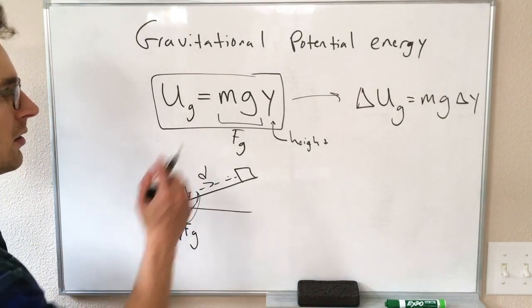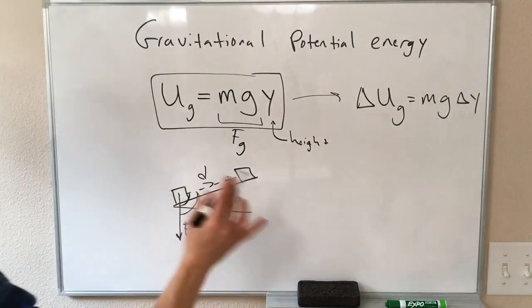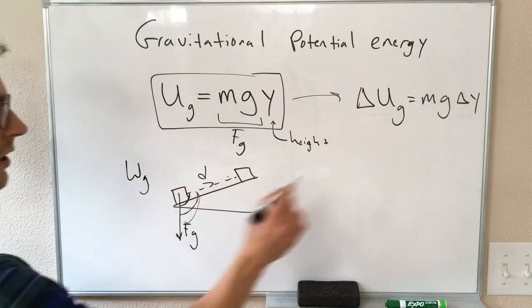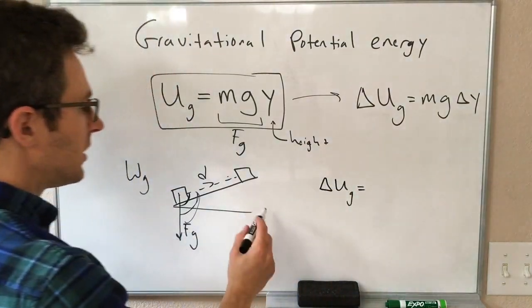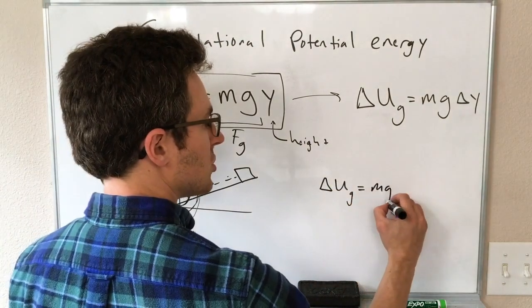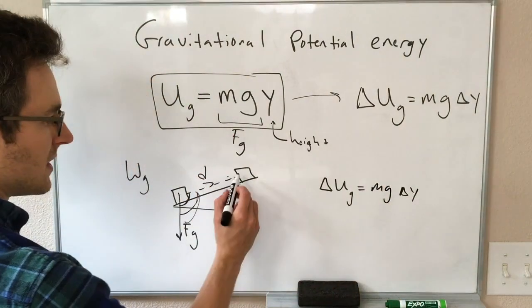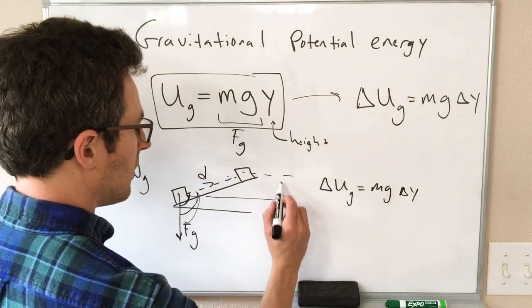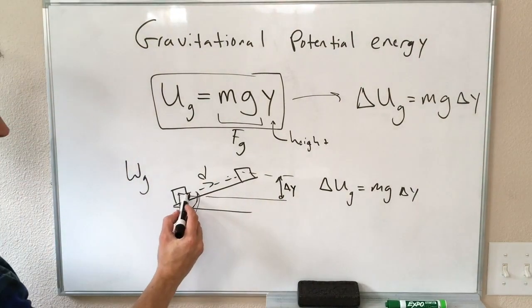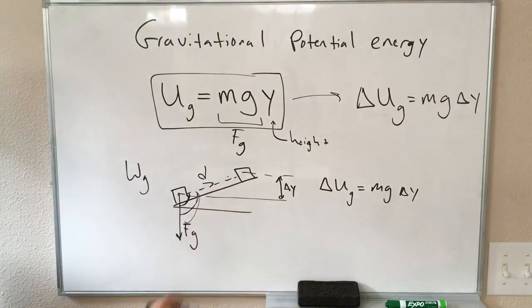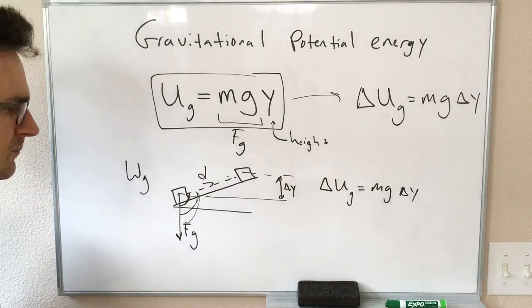Okay, in our potential energy equation, so that's the work, right? That's related to the work. In our potential energy, it only cares about the change in the height. So that is delta y of this object, right? How high it was at the beginning, how high it was at the top. The difference between those is delta y.